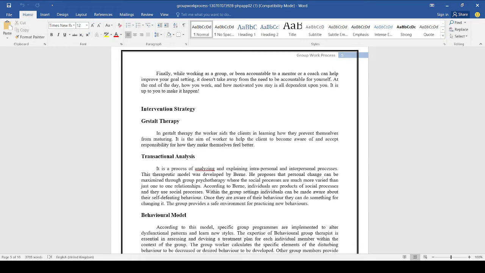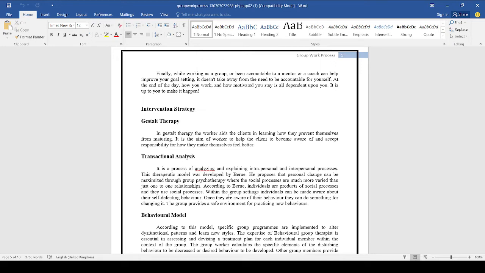Individuals can be made aware of their own self-defeating behavior. Through transactional analysis, we can analyze our own behavior in a group setting, because these behaviors are preventing ourselves from achieving our goal. And once they are aware of their behavior, they can do something to change their own behavior. Here we can use the transactional analysis method.